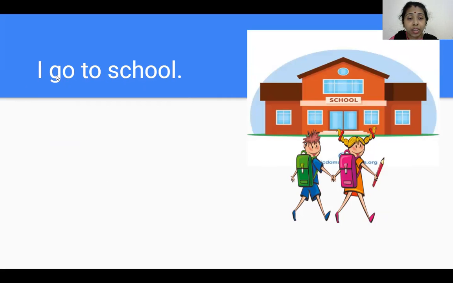So here the word go is indicating that the work or the action is continuing now. Means in this present time, the work is going on. The work is happening. So that's why it is called the present tense of the verb. Here the word go is representing the present tense of the verb.